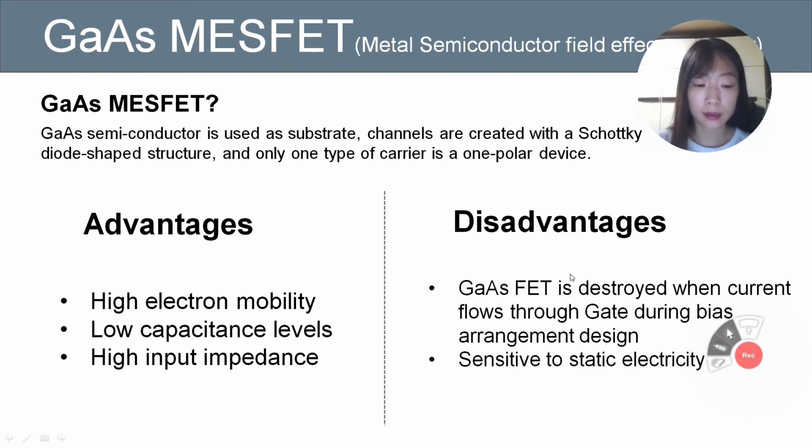On the other hand, the disadvantage is that the circuit normally uses a supply voltage of the order of around 10 volts. Also, great care must be taken when designing the bias arrangement, because if current flows in the gate junction, it will destroy the GaAs FET. Similarly, great care must be taken when handling the devices, as they are very sensitive to static. Even static voltages of under 100 volts can destroy the junction.